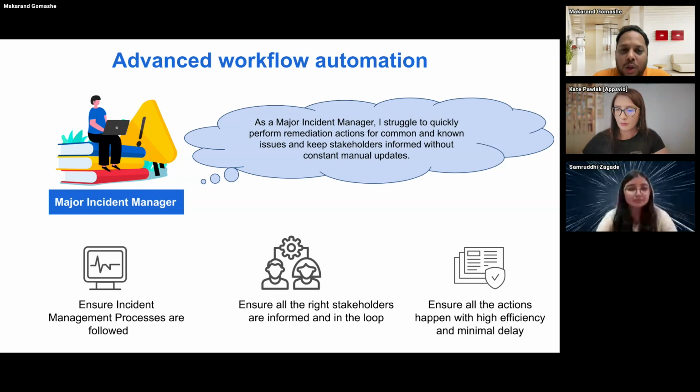So what you want to ensure as a major incident manager is that the outlined processes for the business are followed. You want to ensure that the right stakeholders are informed and in the loop in all due course of the time where that particular issue is being addressed. And then you want to also ensure that all the actions are happening with efficiency and with minimal delay. At the end, what as a business you care about is minimal downtime, minimal impact to your business once your services are impacted, right?